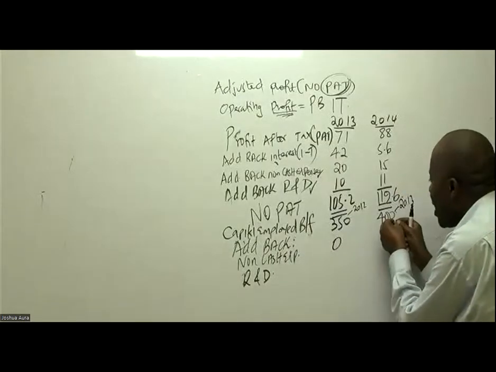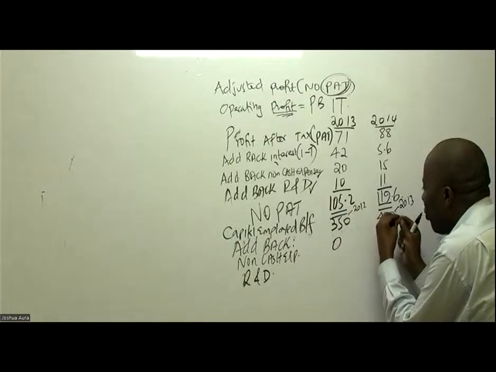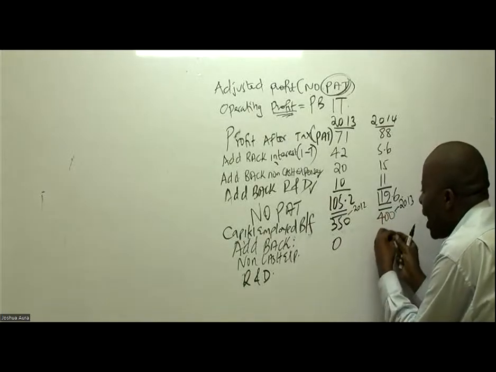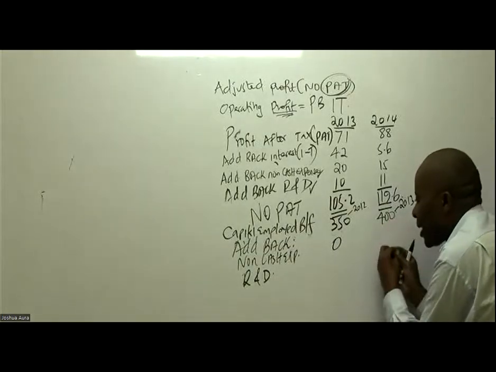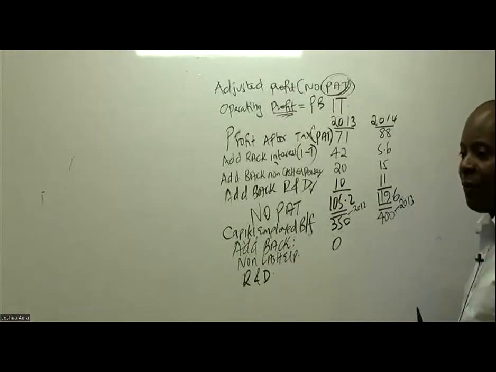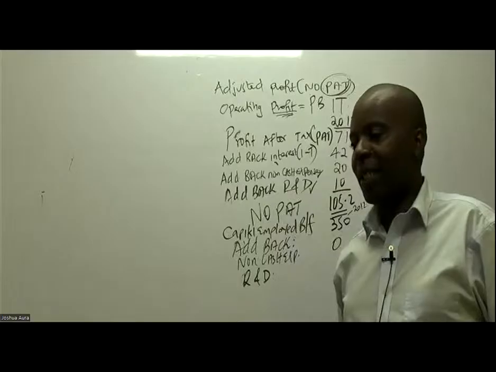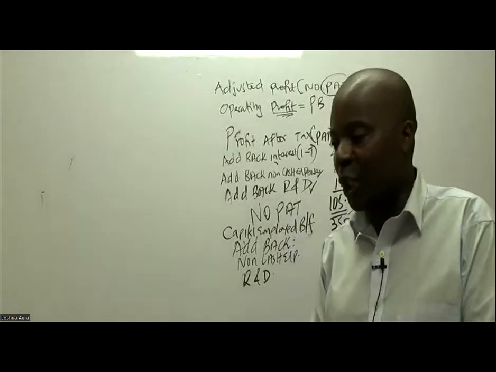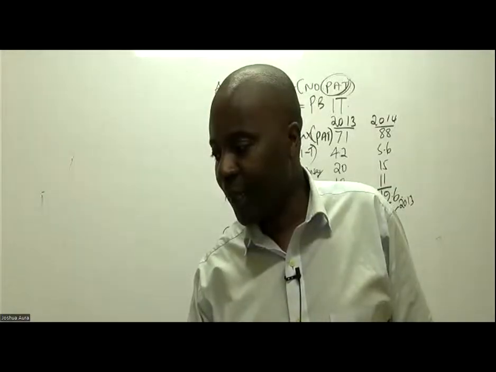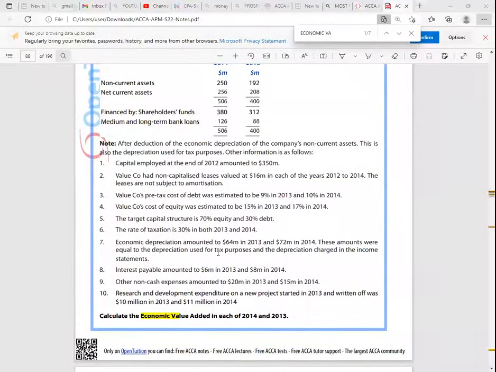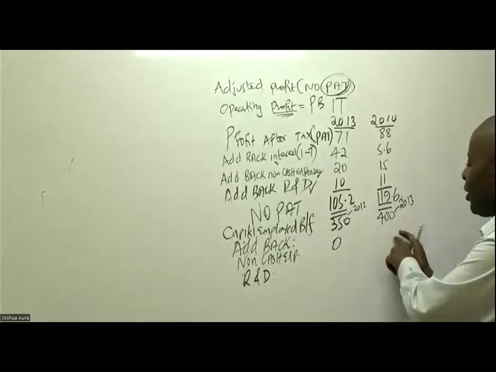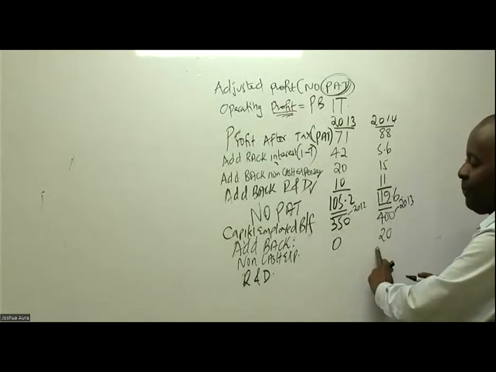But when I come here, this figure that I've arrived at, which was computed in 2013, I happen to be having the non-cash expenditure of 2013. Is there somebody who can see that non-cash expenditure of 2013? It is 20. This is what was deducted when this 400 figure was being arrived at. So here I should add 20.